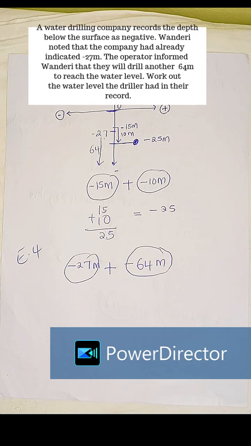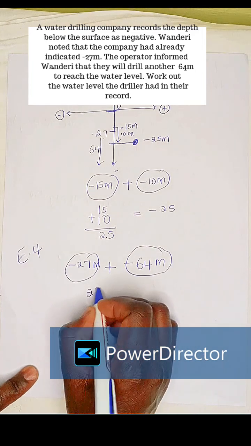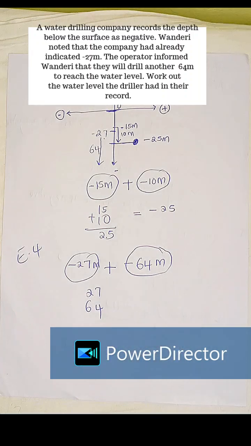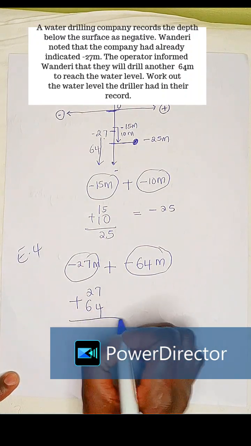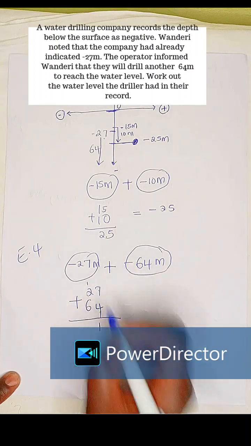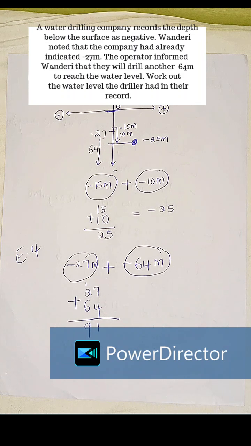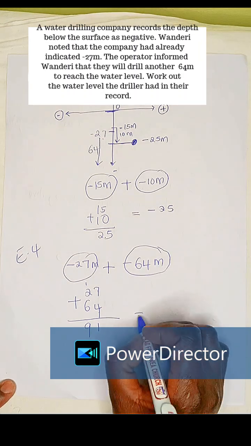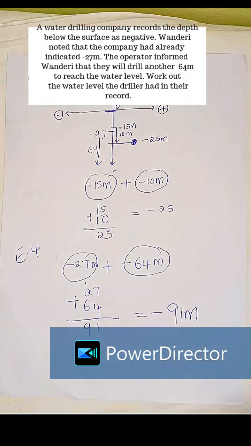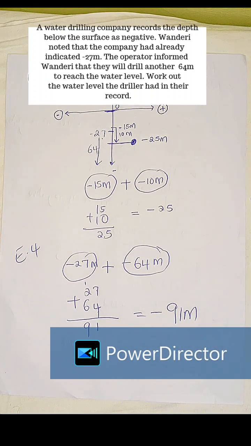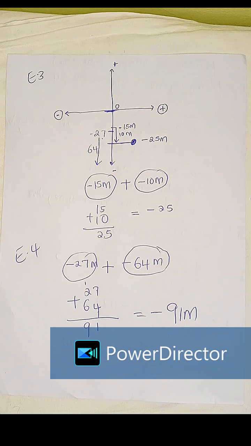And this is it. So, as usual, our first step is we take the numbers 27 and 64. Our number 2 step is we add them. So, this is 11. We carry 1, and this is 9. And then our last step, we indicate the answer as negative. And that is negative 91 meters. And that is how far the water is from the surface. That is the level the drilling company had in their record. So, that is how easy it is.